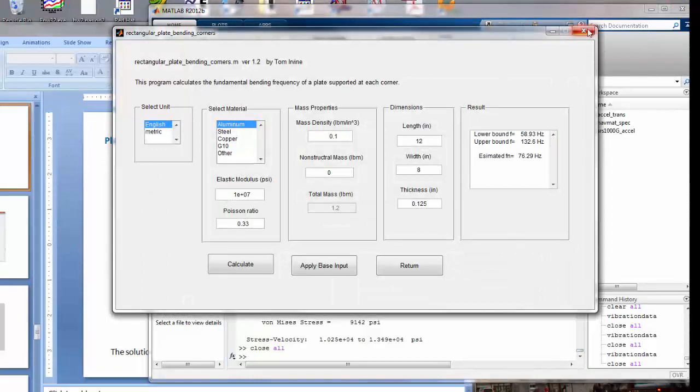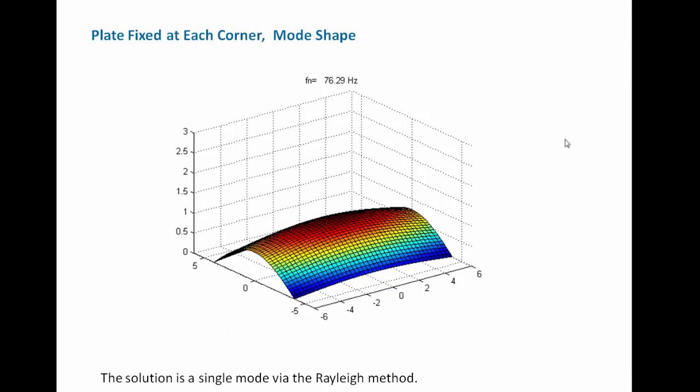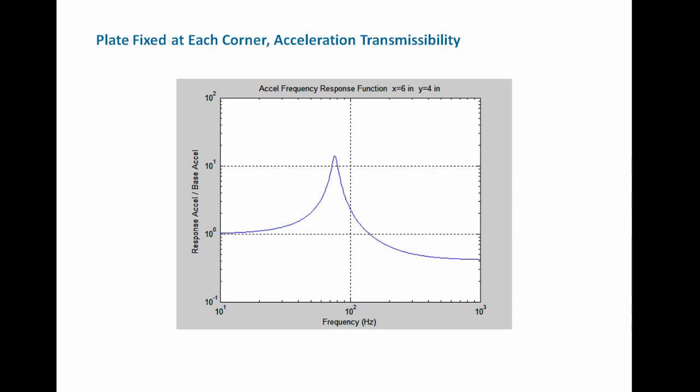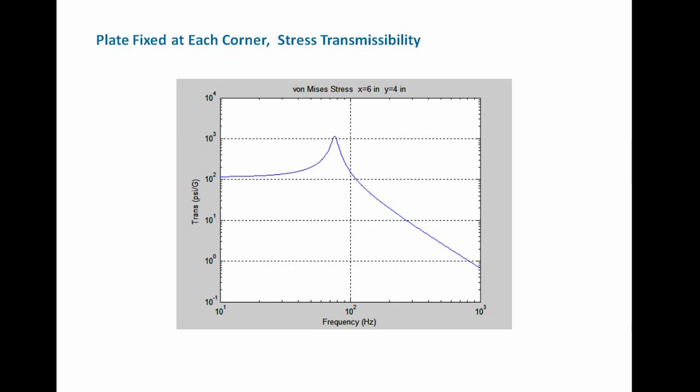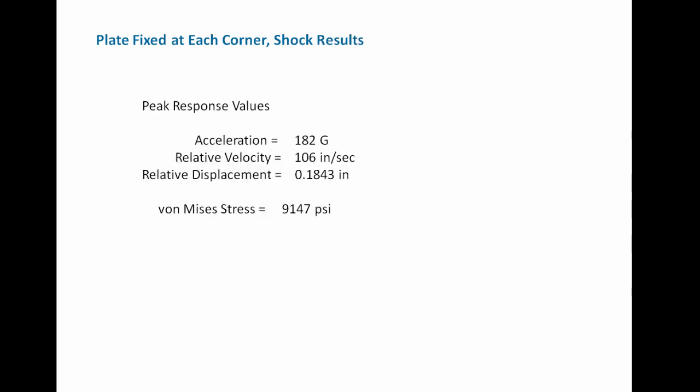Okay, if we go back to the PowerPoint slides, you'll see there's our fundamental bending mode for plate supported or fixed at each corner. We entered in a Q value of 10. We took a look at the acceleration transmissibility at the center, the von Mises stress at the center. Then we did our shock analysis where we applied that base input. So you see the response acceleration, G's versus time in seconds at the center. Peak response values summarized there for the shock response.